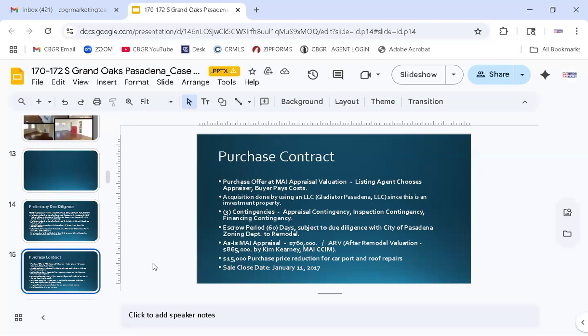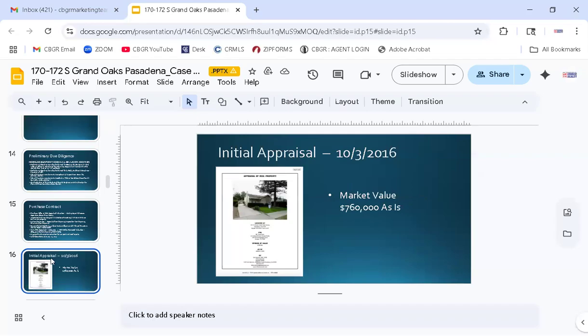So I closed January 11th, 2017. And I took my money out of my retirement account that's earning 2%. And wait till you see how much money I made. Next slide. Here's the appraisal. See, the value came in at $760,000. I had the proof. This went to me, the buyer, and to the seller, and they said, okay, we accept the appraisal. It was their appraiser they chose.